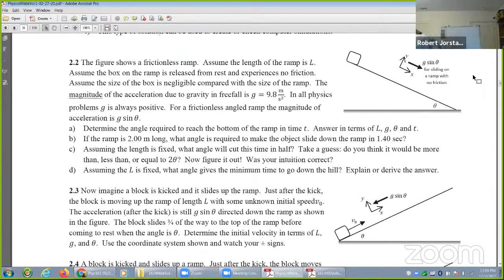Get this chair out of here. I was teaching my kids long division last night. That's what that was on the whiteboard, if you saw it.